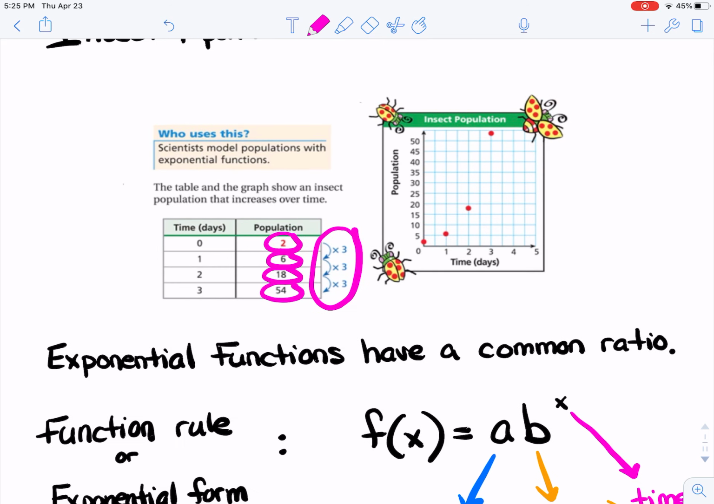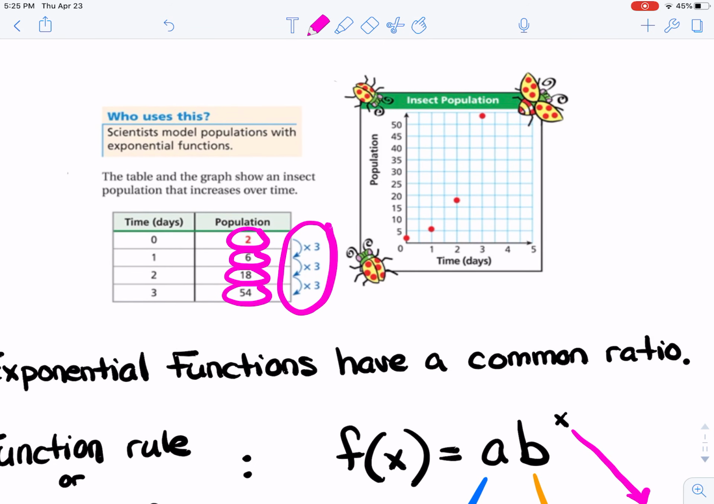So in this function, when you are eventually asked to graph this, none of these populations can start out at 0. There has to be a starting population in order to get any additional insects or other animals that we might be talking about. In the beginning, it doesn't look like a huge increase. It's a small increase between 2 and 6. Then it's slightly more, a little bit steeper, and then it really starts to skyrocket by the 3rd day.